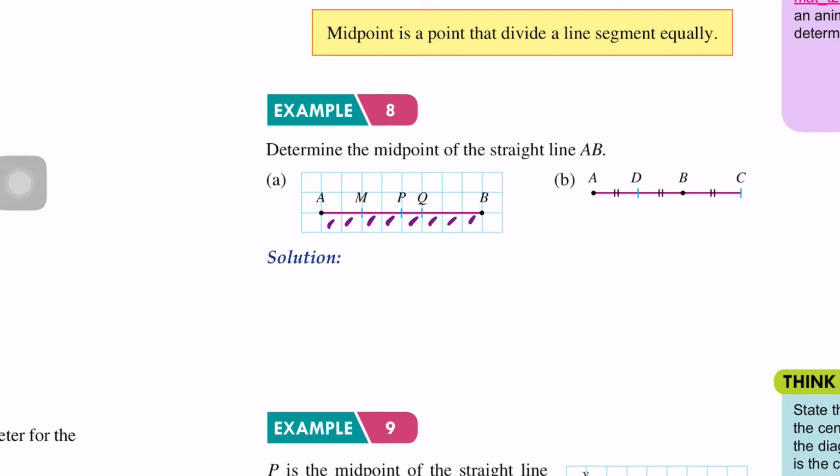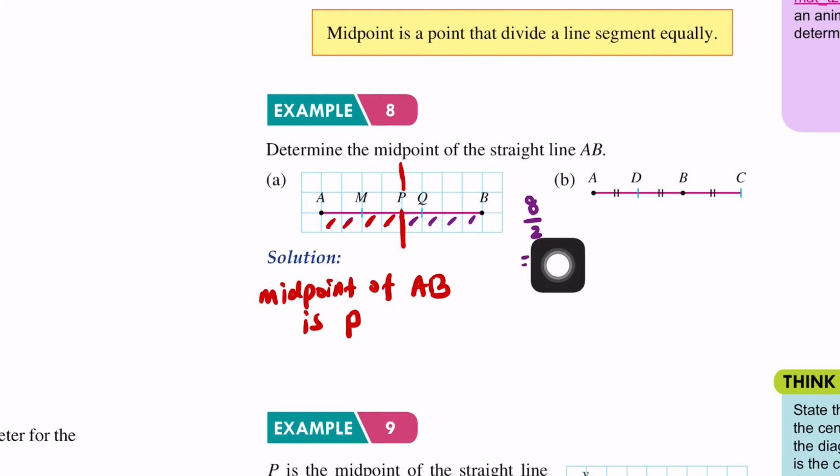Now we take 8 boxes divided by 2, we get 4, betul? So it means the midpoint is 1, 2, 3, 4. This is the midpoint of the straight line AB. So we can say that the midpoint of AB is P. Now let's look at the second example.